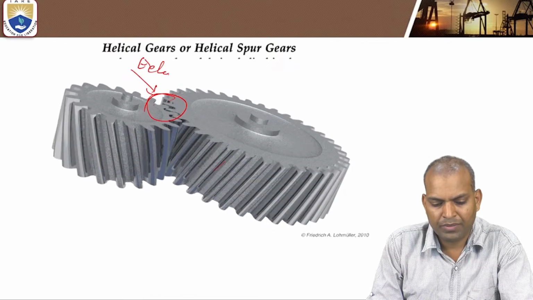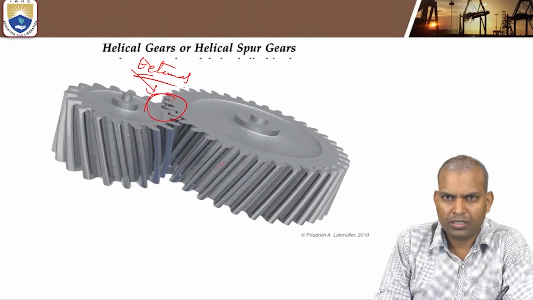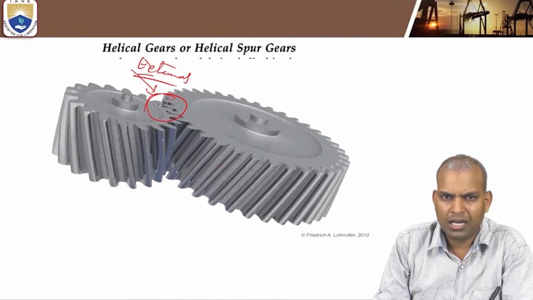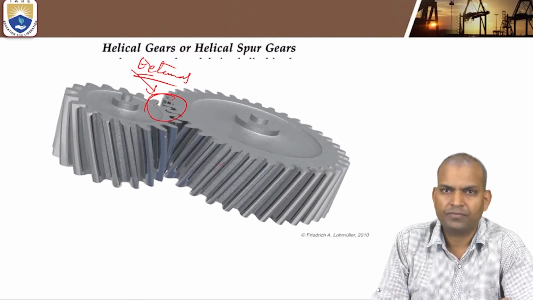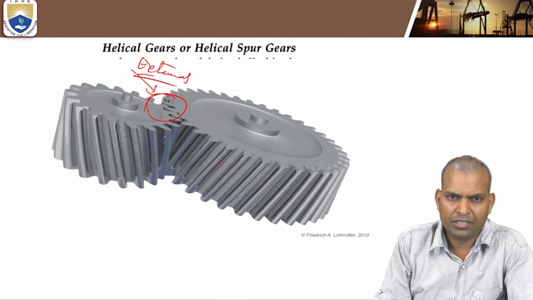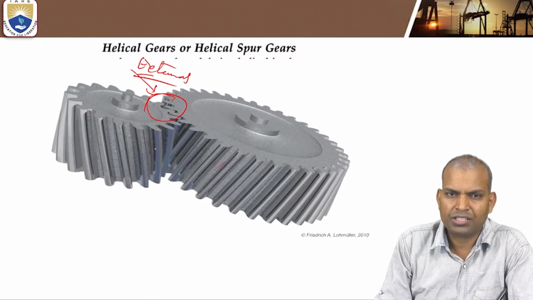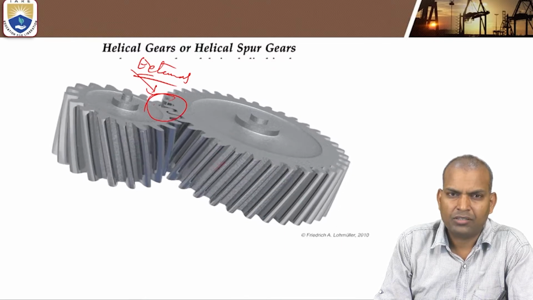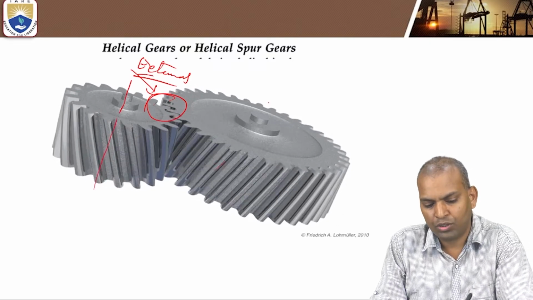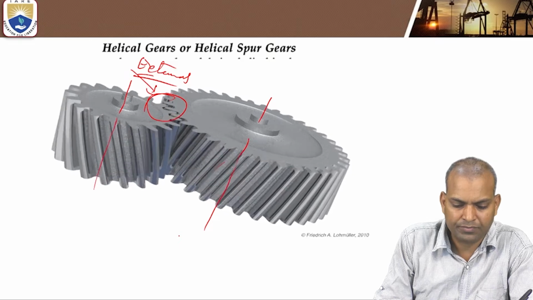Where more torque is required and less noise, and high speed operation, it will be used. The coefficient of friction is high in comparison to spur gears. The disadvantage is that end thrust acts along the axis of the shafts. The axes of both shafts are parallel, which is why it comes under the category of parallel shafts.